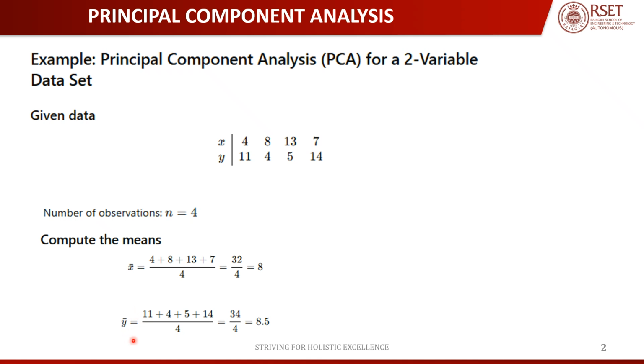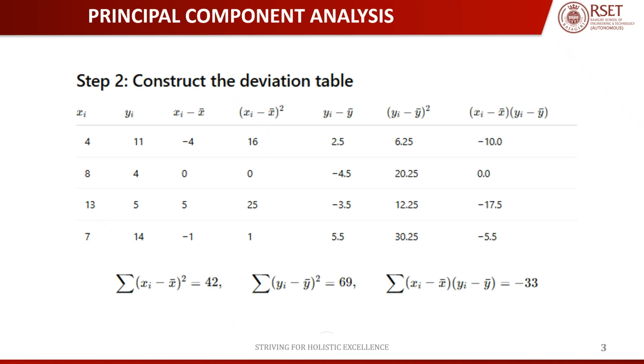Now coming to y, we take the mean: 11 plus 4 plus 5 plus 14 divided by 4. That is equal to 8.5. So you have the mean x bar equal to 8 and the mean y bar equal to 8.5. Now we'll be constructing our table like this.